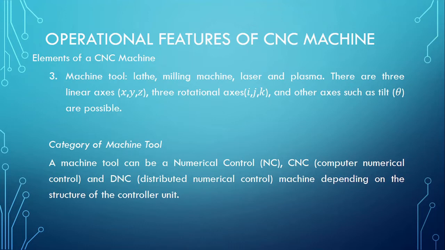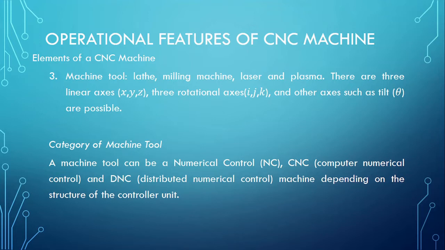Now, the category of a machine tool, depending on the structure of the controller unit, which is the MCU, could be a numerical control, which is NC, a computer numerical control, CNC, or a DNC, which is a distributed numerical control machine, depending on the structure of the controller unit. Now, the controller unit of a CNC machine, or the machine tool in this case, is the MCU. So depending on the structure of the MCU, the machine can be said to be an NC, a CNC, or a DNC machine. Now, what makes a machine an NC machine?